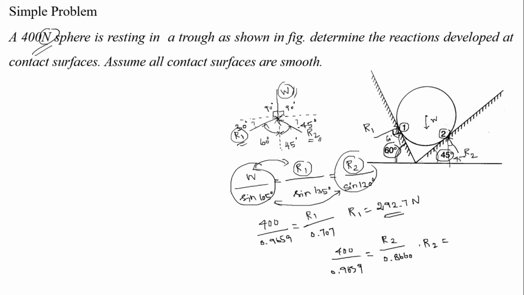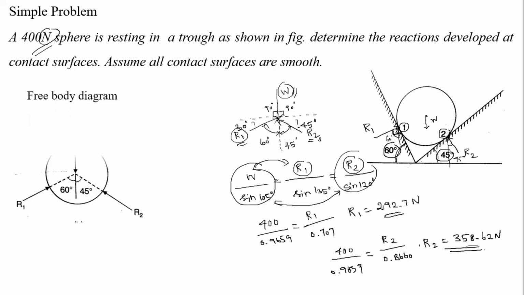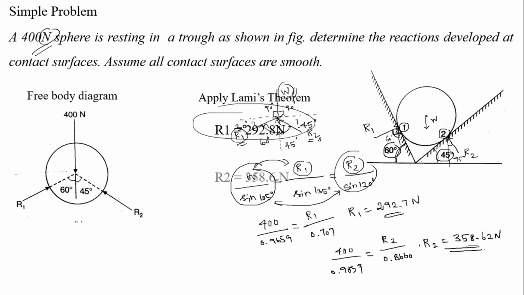Now R2 is equal to 400 into 0.8660 divided by 0.9659. R2 is equal to 358.62 Newton, right. So R1 is equal to 292, R2 is equal to 358, right. So let us check the answer. R1 is equal to 292 and R2 is equal to 358, right.